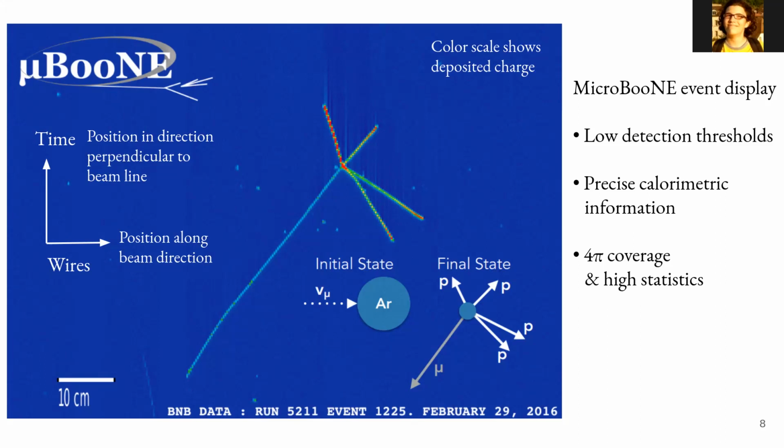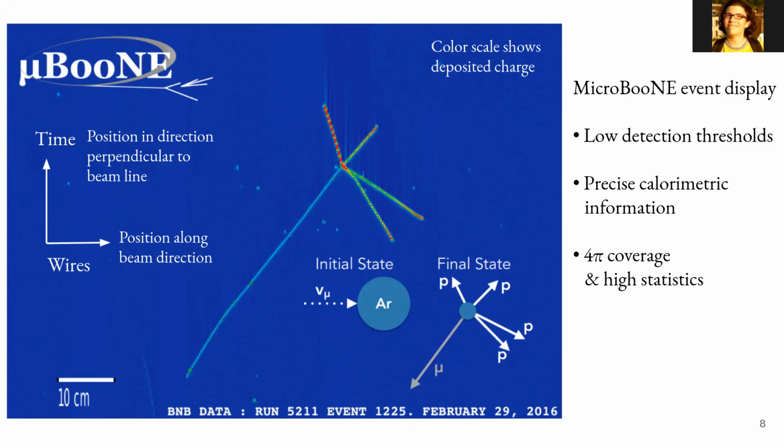These event displays are expressed in coordinates of time versus wire, with the time component being indicative of the position in the direction perpendicular to the beam line and the wire component being associated with the position along the beam direction. And another thing that I wanted to highlight in this case is that the color scale on our event displays is associated with the charge deposition in our detector. So with this detector technology in our hands, we can push the particle detection thresholds to even lower limits.